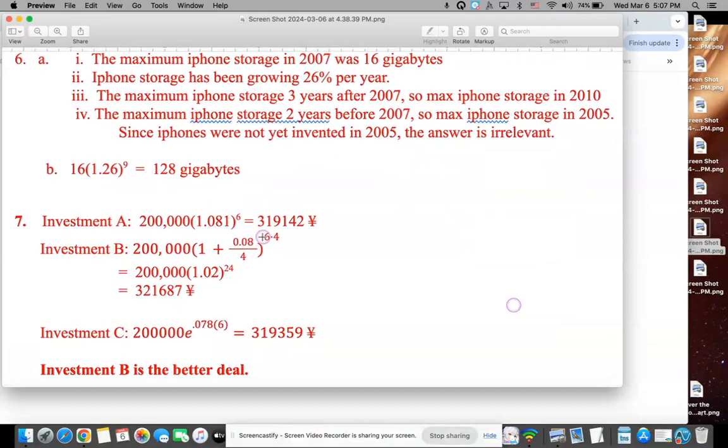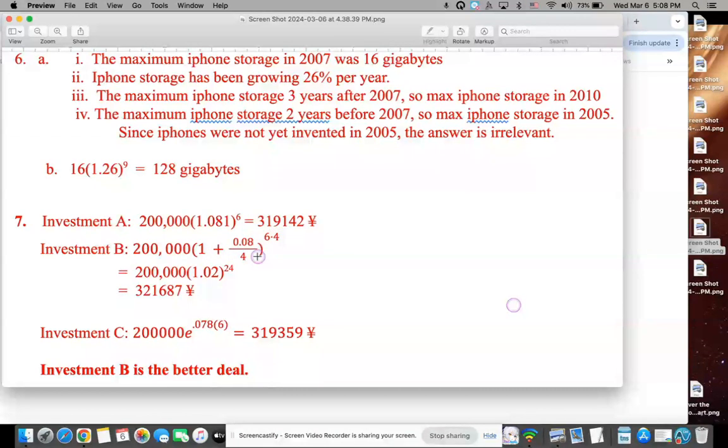All right, number 7 here. So they try part A, right? This is just once a year for 6 years. There's no extra compounding. We're keeping the 0.081 as our rate, and you get your 319,000 yen.